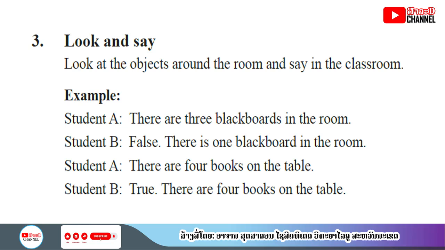Exercise 3. Look and say. Look at the objects around the room and say in the classroom. Example. There are 3 blackboards in the room. False. There is 1 blackboard in the room. There are 4 books on the table. True. There are 4 books on the table.